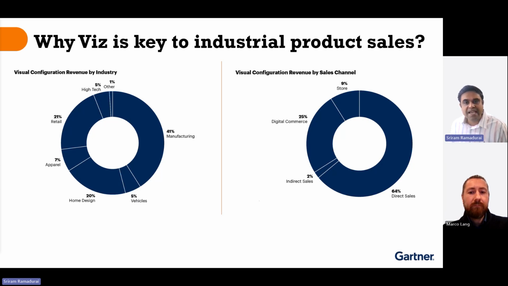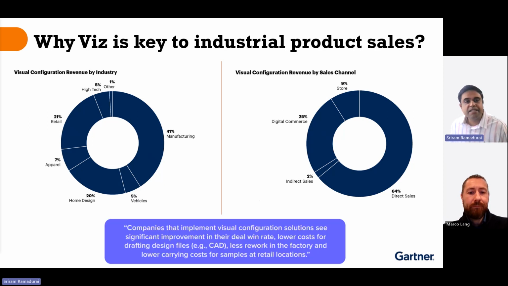Secondly, when you look at how the visual configuration software is being used, you'll notice that 64% of the application is used for direct selling, followed by 26% using digital commerce. So visual configuration's use case is heavily tilted towards enhancing the selling experience of your products. Actually, according to Gartner, companies that implement visual configuration solutions see significant improvement in their deal win rate, lower cost for drafting design files, and less rework in the factory.